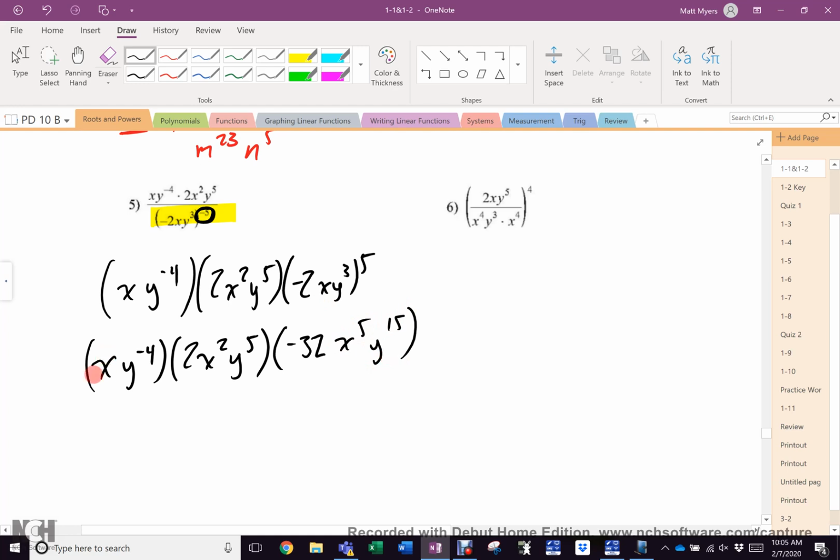Then I would sort this out, which gives me negative 64. That takes care of the numbers. X squared times x cubed is x to the 5th, x to the 5th times x cubed is x to the 8th. Negative 4 plus 5 is 1. 1 plus 15 is y to the 16th.